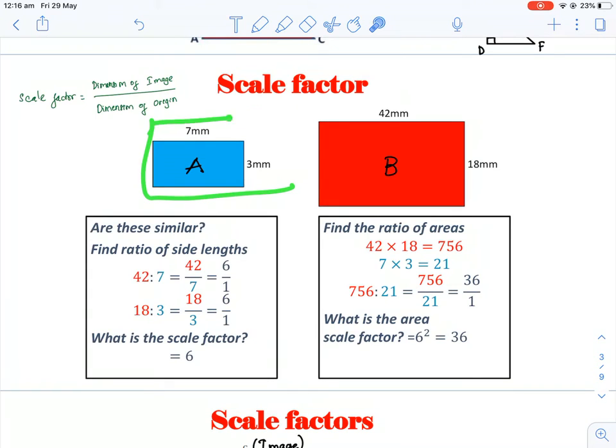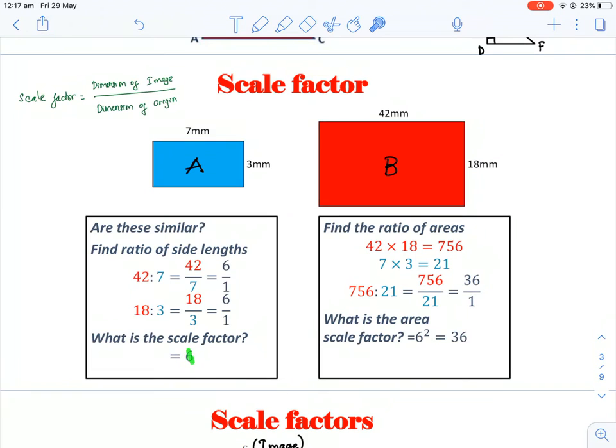how do we tell if these two rectangles are similar or not? We're going to calculate the scale factors. If the ratio of the lengths and the ratio of the widths are the same, then they are similar figures. The ratio of the lengths is 42 over 7, which is 6. The ratio of the widths is 18 over 3, which is 6. So they both equal 6. So I can conclude they are similar figures, and the scale factor is 6.